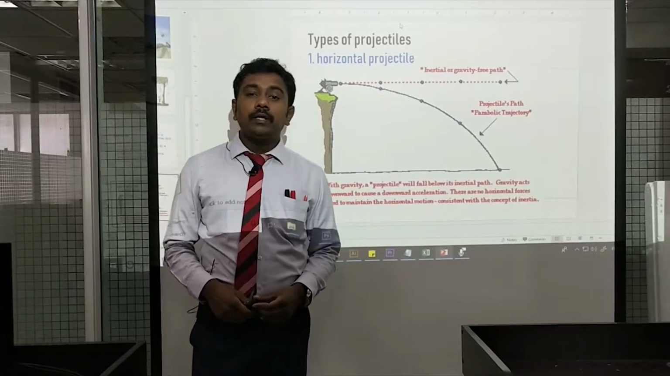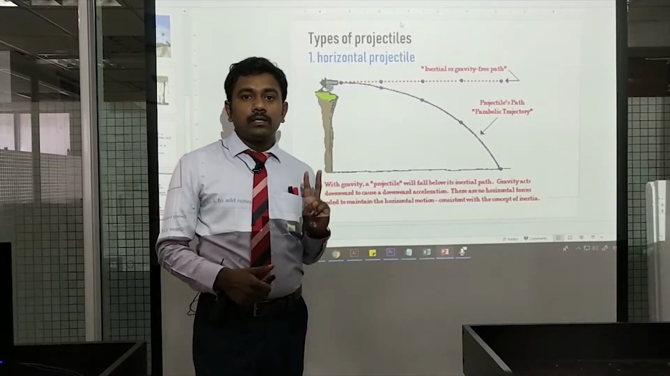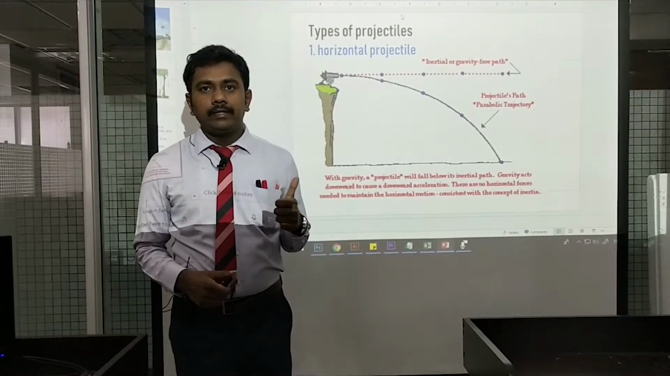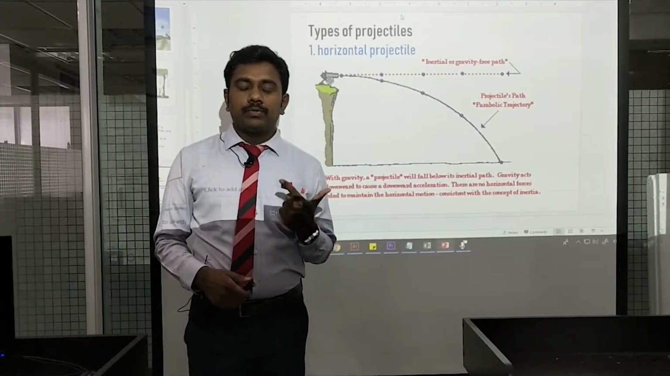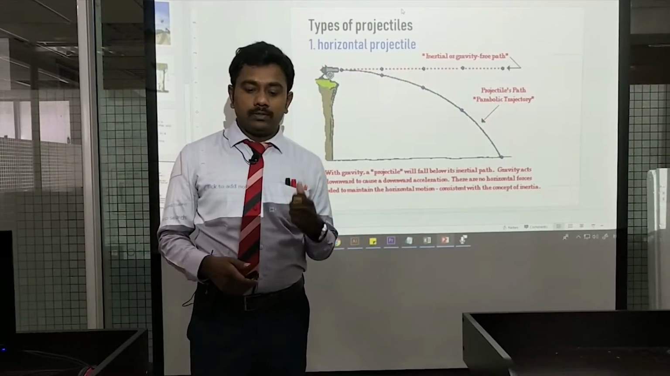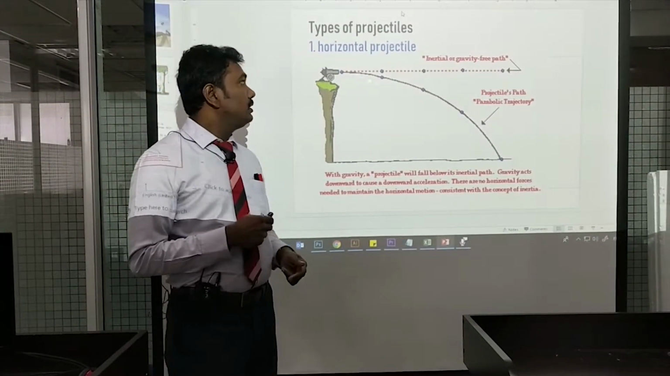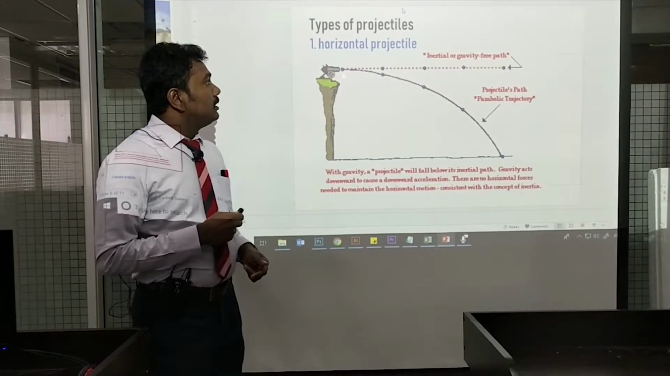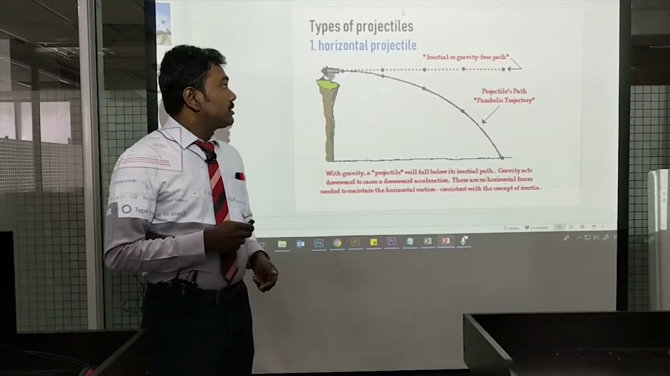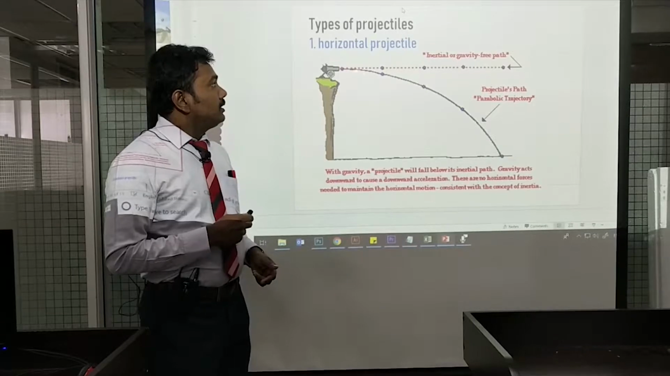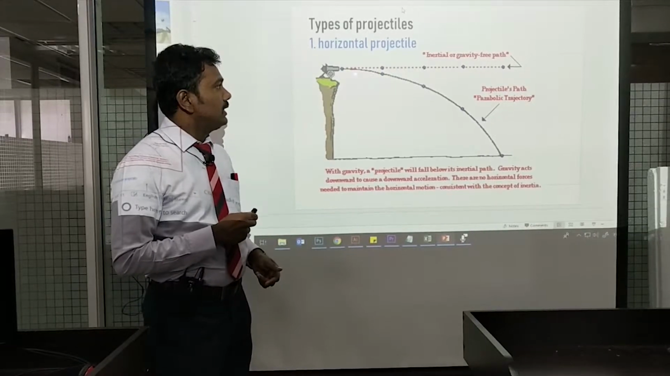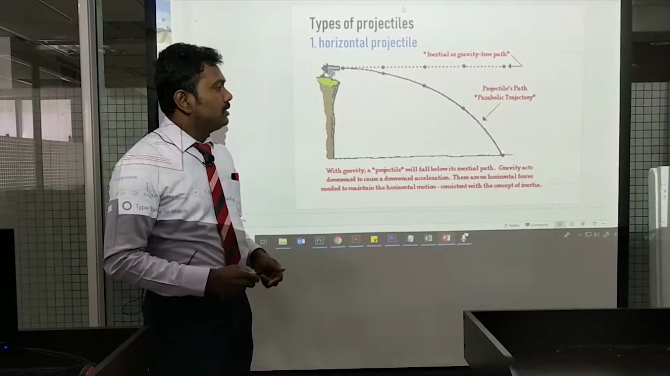Let us look at how many types of projectiles there are. There are two types of projectiles. The first one is the horizontal projectile and the second one is the angular projectile. We shall look at the differences between them. The horizontal projectile is a projectile which is initially traveling in a horizontal direction. In other words, if you launch a projectile in a horizontal direction, it is called a horizontal projectile. It travels horizontally at first and then falls towards the ground.